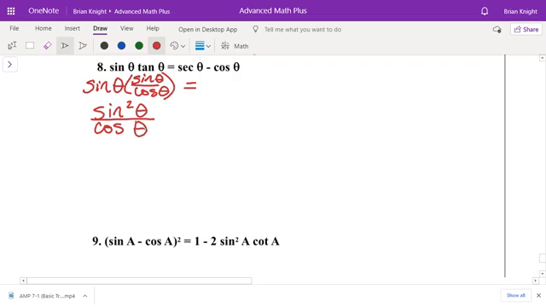Equals. All right. What's the other side? I can change the sine squared theta. We've already done it once. I can change it to 1 minus cosine squared theta. Okay. But let's wait and see if we need to. We might not have to.